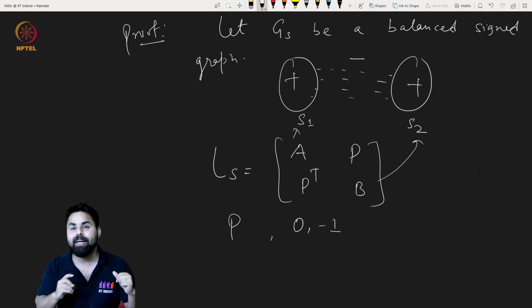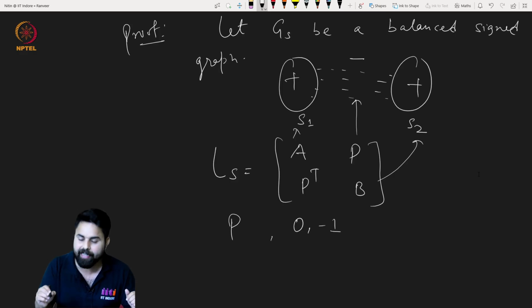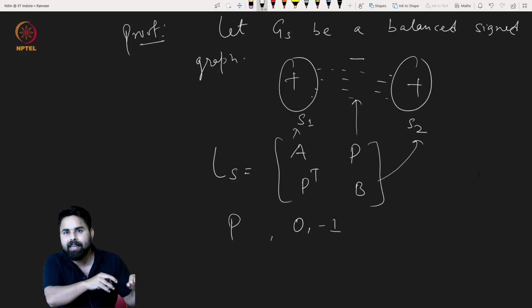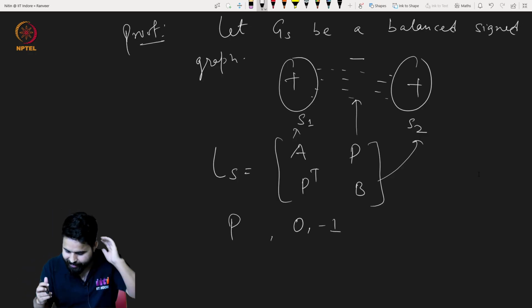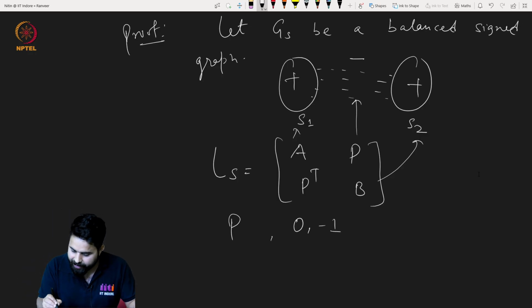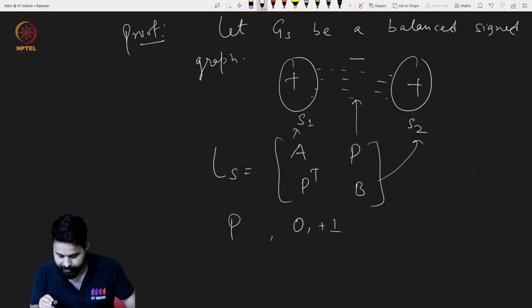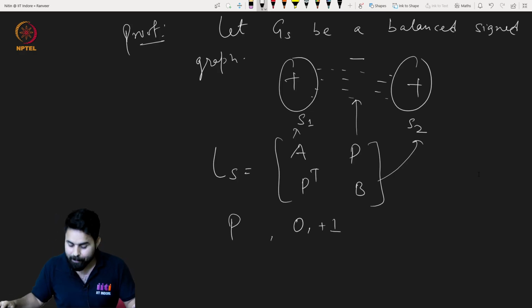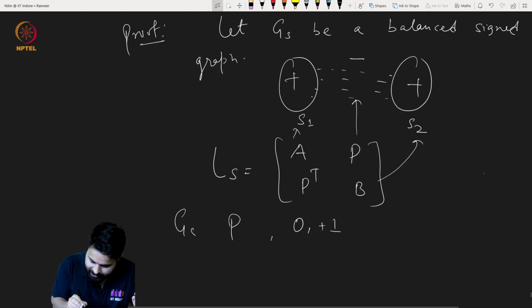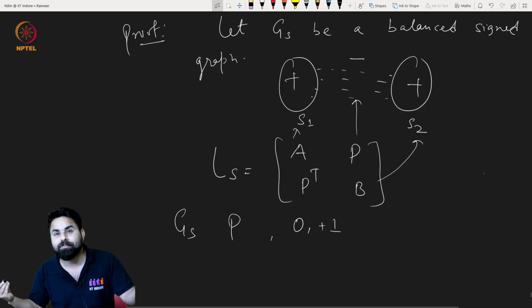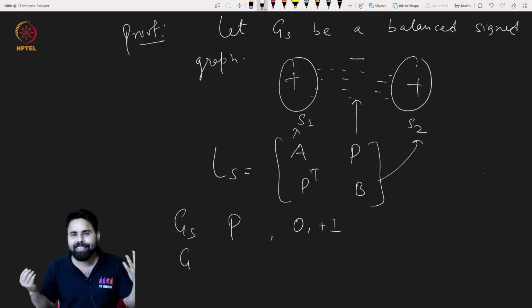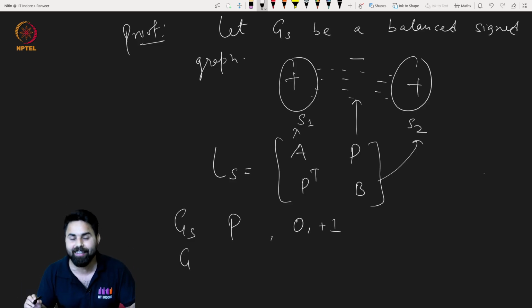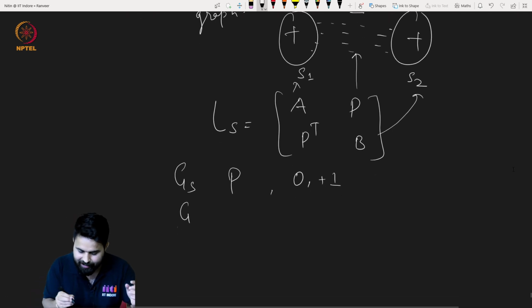Because this P corresponds to the negative edges, but we are actually making here minus A, right? Signed adjacency matrix. So in fact, this will be plus. But this is about GS. If you draw the underlying adjacency matrix, this matrix is nothing but that.